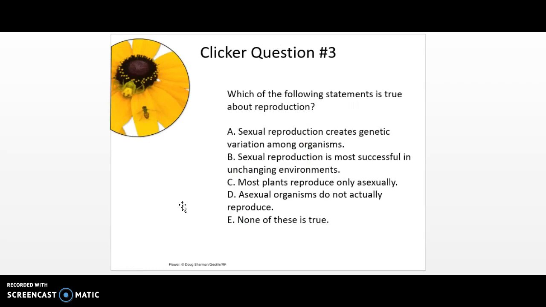Which of the following statements is true about reproduction? Go ahead and pause it. Correct answer is A. Sexual reproduction creates genetic variation among organisms.